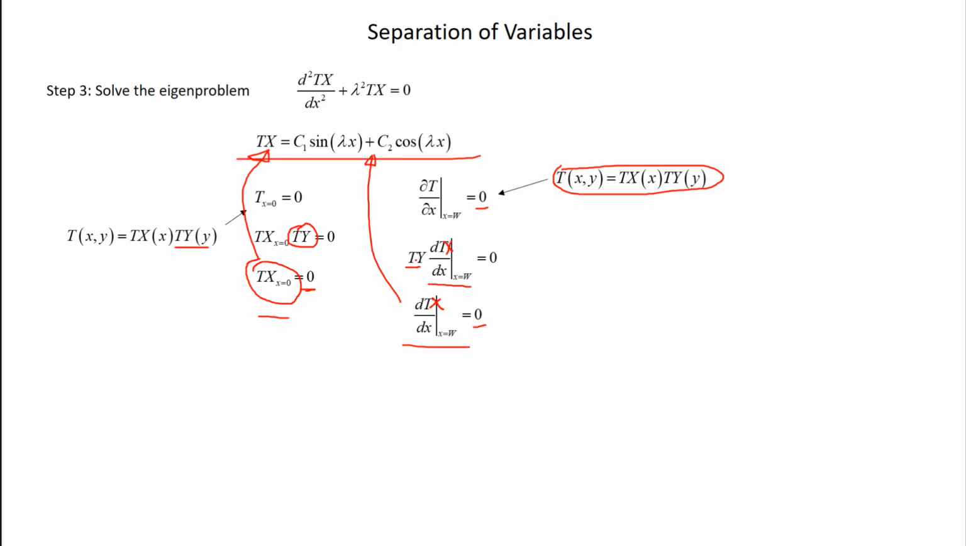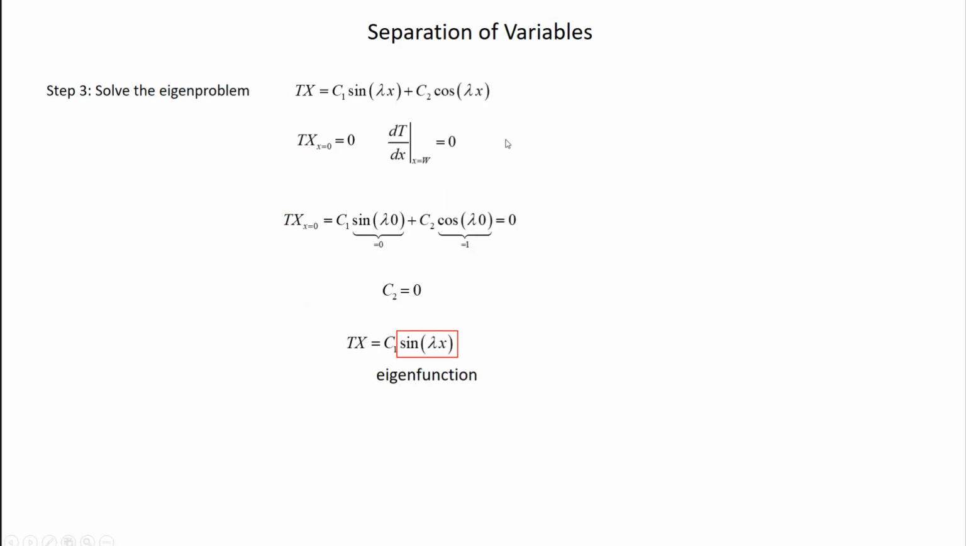Here's my general solution. We're just going to do some substitution the way we've done a few times before. So I take this general solution, and let's do the first boundary condition at x equals 0. So Tx at x equals 0 is C1 times the sine of 0 plus C2 times the cosine of 0. The sine of 0 is 0, the cosine of 0 is 1. So this says that C2 is equal to 0. Right? So this term here goes away, and I'm left with Tx just equal to C1 times the sine of lambda x.